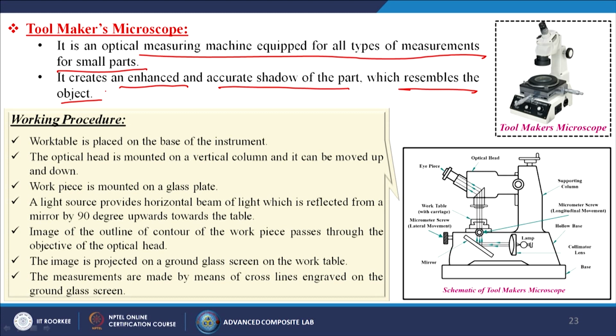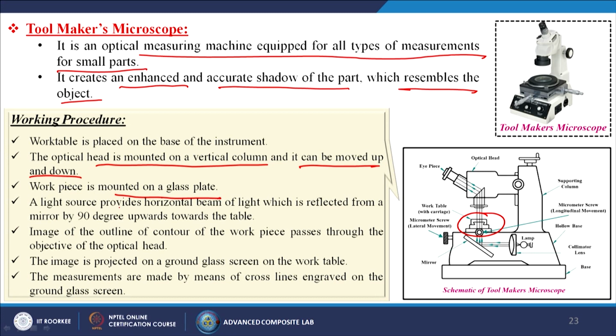So, now what is the working procedure? Work table is placed on the base of the instrument. So, I am having that work table in this particular case. Okay. So, this is the base and this is known as the work table. The optical head is mounted on a vertical column and it can be moved up and down. So, this can be adjustable. Workpiece is mounted on glass plate.